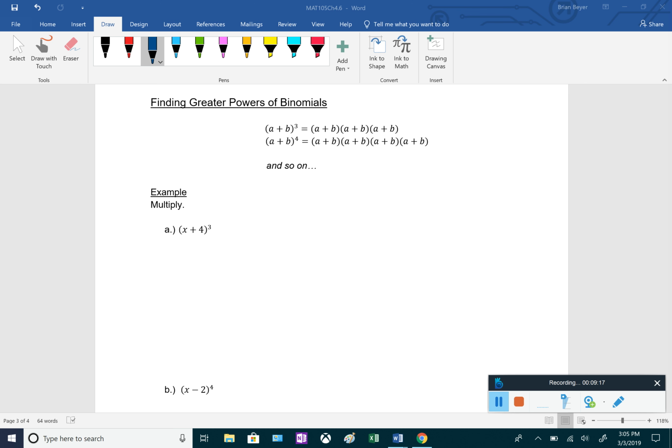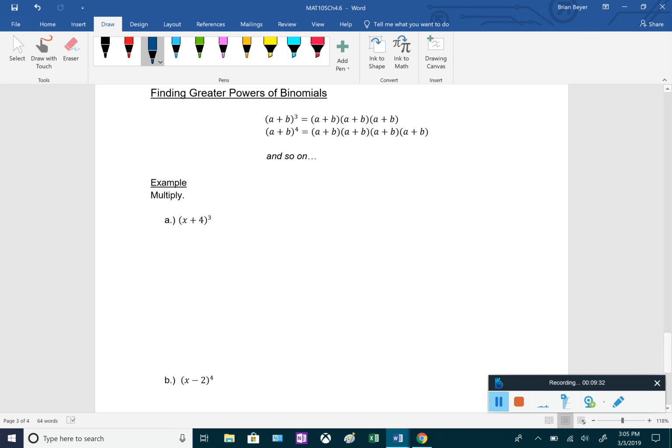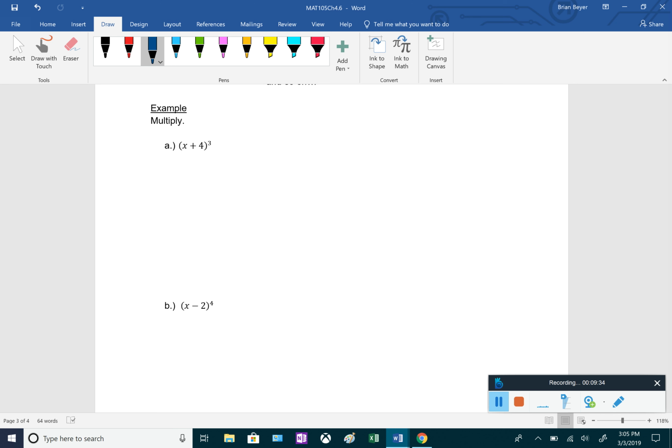So there are shortcut rules for this also. You can actually figure them out if you really wanted to by multiplying a plus b times a plus b times a plus b for the cubed one, and combine like terms, you'd be able to find the shortcut for it, but kind of unnecessary. So let's do these by kind of doing it the long way. So multiply x plus 4 cubed. So we have to keep in mind that this is x plus 4 times x plus 4 times x plus 4 because it was cubed.